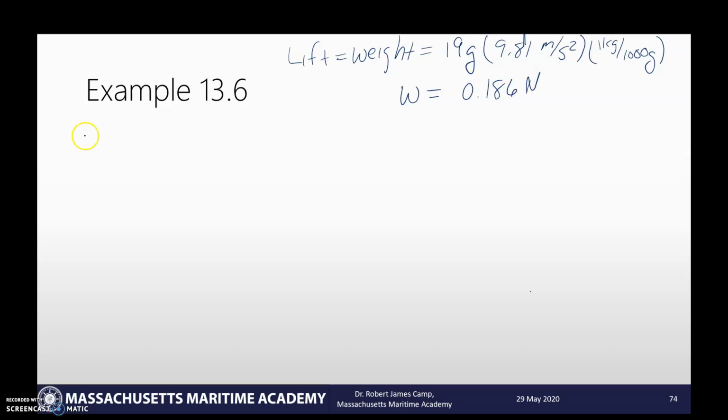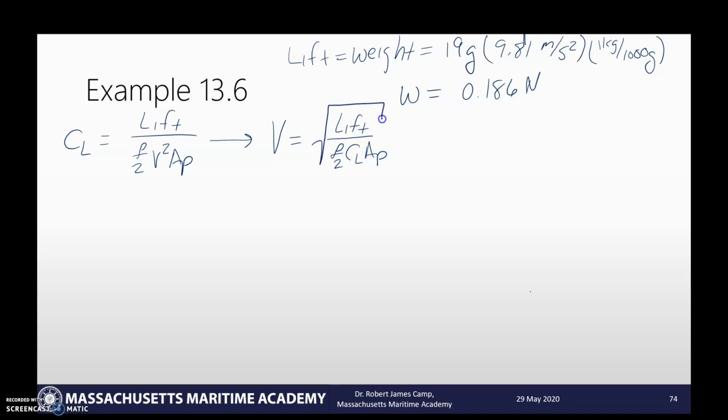So our coefficient of lift is equal to our lift force divided by rho over 2, velocity squared, planform area. We need to rewrite this for velocity. And so our velocity is going to equal our lift divided by rho over 2, coefficient of lift, planform area, and we'll take the square root of that.